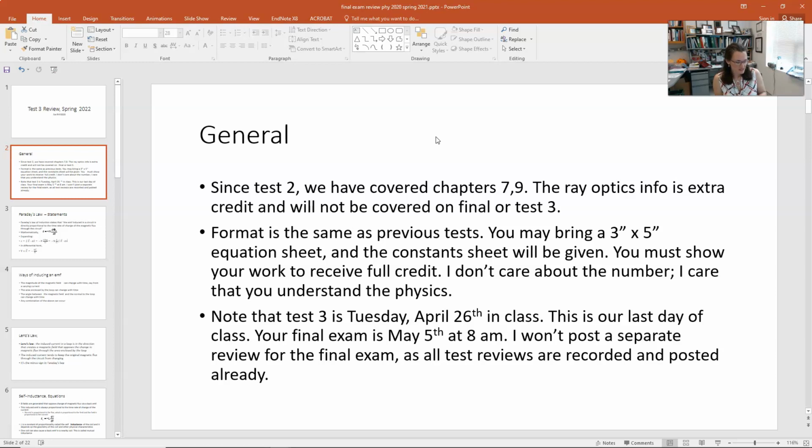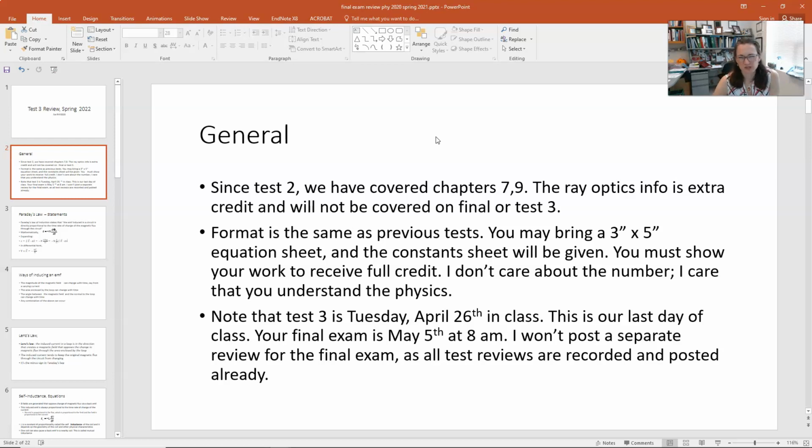The format of the test will be the same as the previous test. No new surprises. It'll be 4 long answer questions probably. So bring a 3-inch by 5-inch note card as an equation sheet. And I'll give you that same constants sheet that I've been giving you on previous tests, so you won't have to waste your note card space on fundamental constants or on vector calculus stuff.